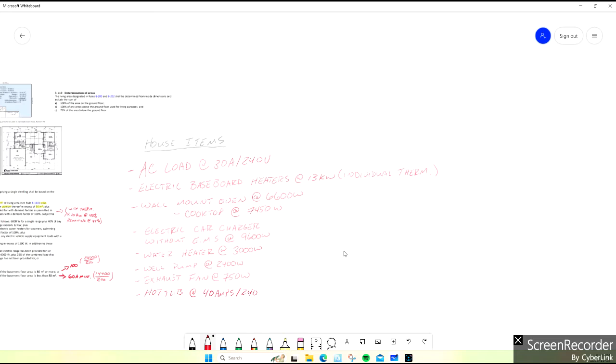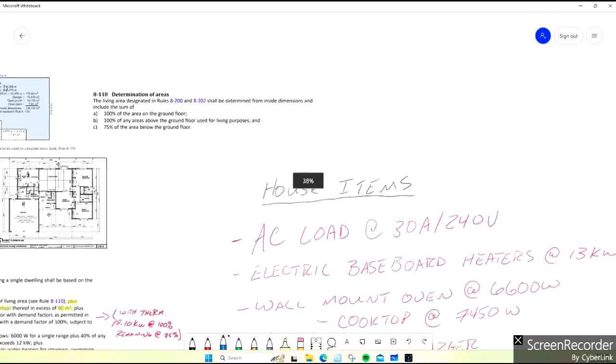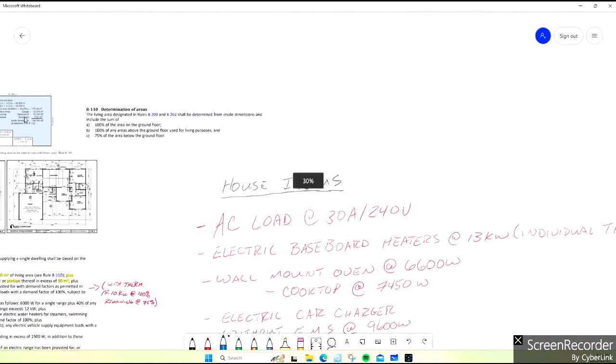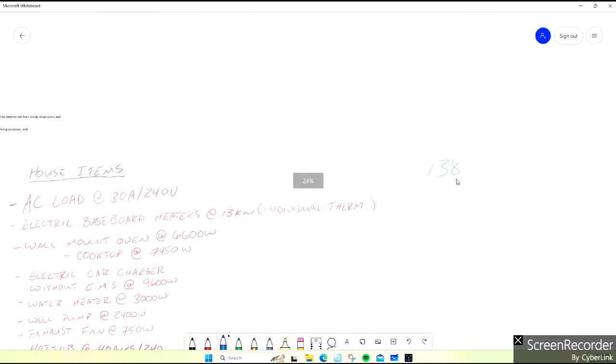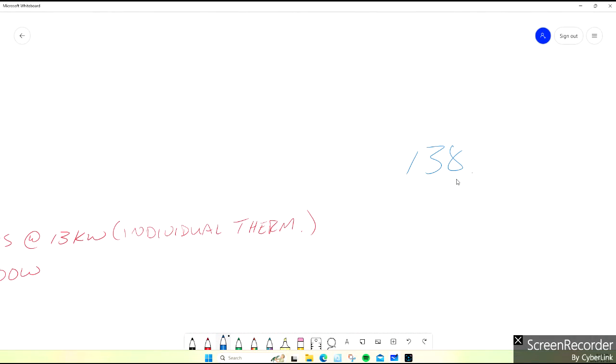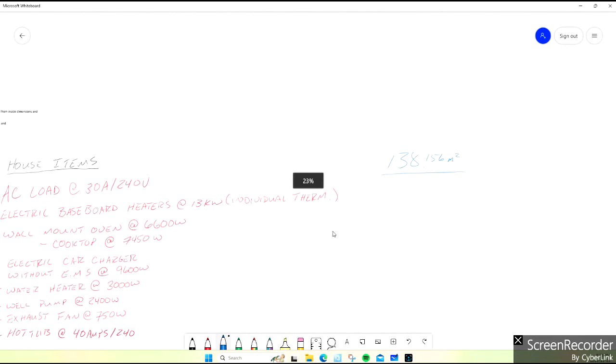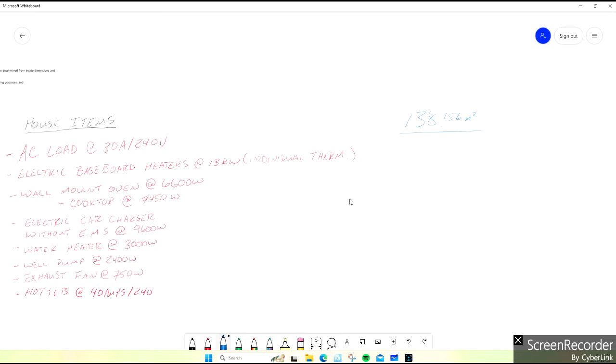138.56, and I'll double check that in a second. Let's do it in a different color. So 138 point, go back over here, 156 meters squared. Okay, that's our usable living area. All right, so let's start calculating this home.